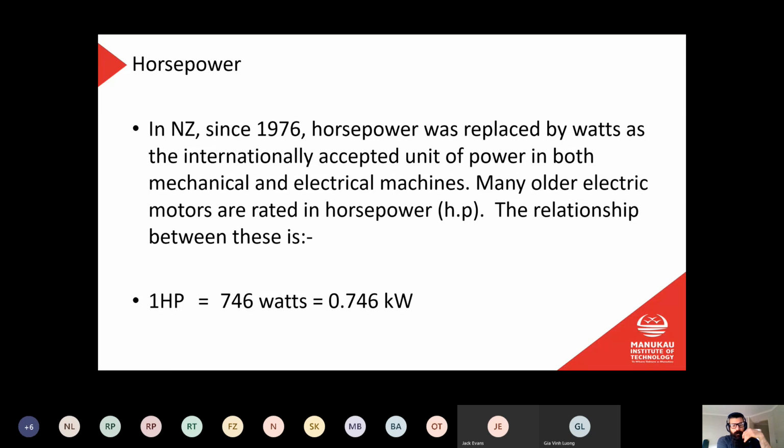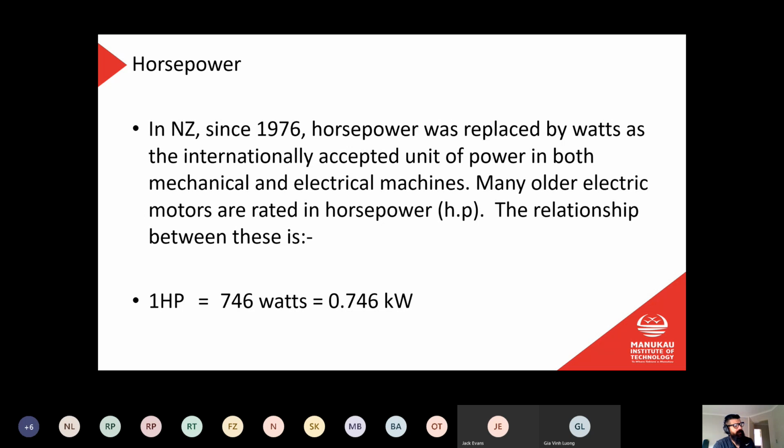Okay, horsepower. So we've talked about kilowatts, and a kilowatt is generally how we measure things. So not just the amount of electrical energy consumed, but we would also talk about kilowatts as being the output power of a machine. Previously, we used horsepower. We still talk about horsepower, right? Sometimes we talk about the power of a car in horsepower.